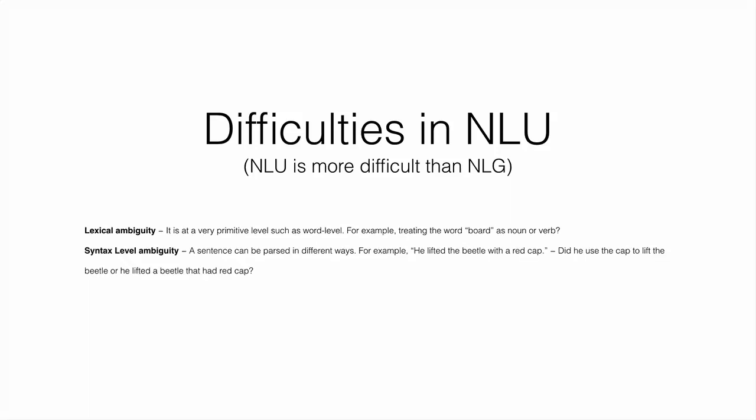And we have syntax level ambiguity. For example, a sentence can be parsed in different ways. For example, we have, he lifted the beetle with a red cap.